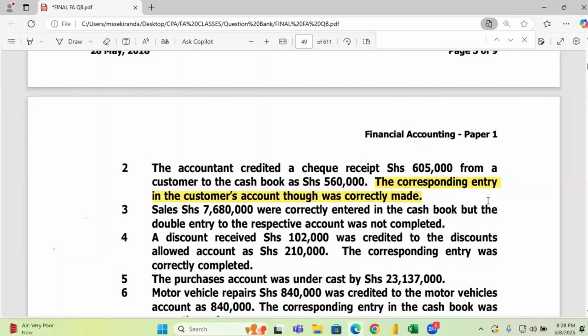Then the next thing, in these figures, you realize that they were interchanged. We have a 605 and a 560. So we first look at where we're supposed to debit, but we also look for the difference between these two figures and we correct the error. Yeah, someone has said it, error of transposition.